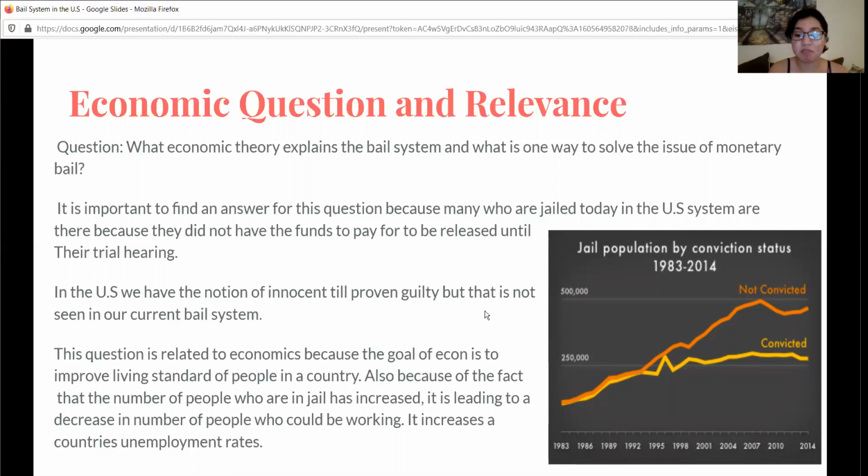It is also expensive to keep people in jail, and there is a bias against those who have been held, thus leading to the probability that they will be convicted even if they're innocent. It is also a human rights violation since the conditions of jail can be pretty terrible. This question is an economic question because it deals with improving the living standards of people in a country, and this is the main focus of economics. It is something that economists are constantly trying to find new ways to do.